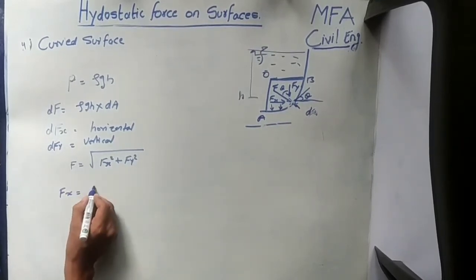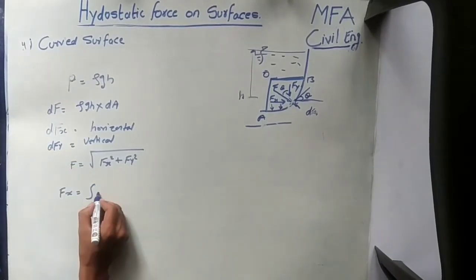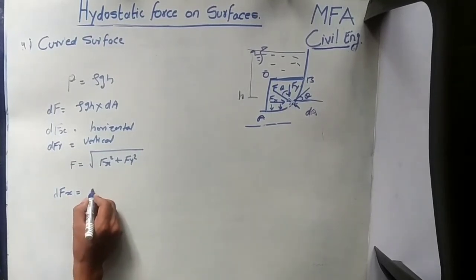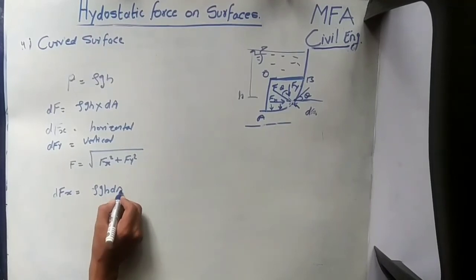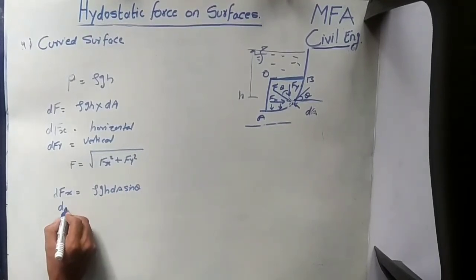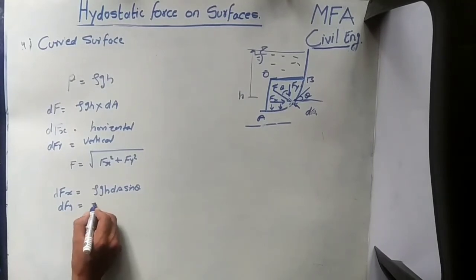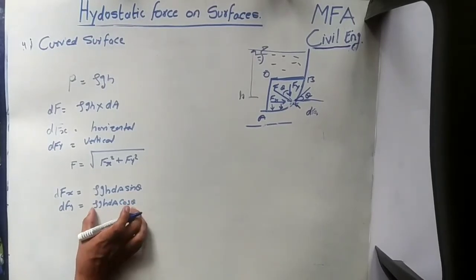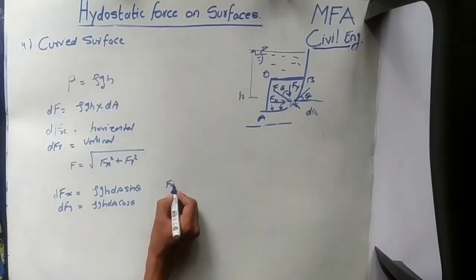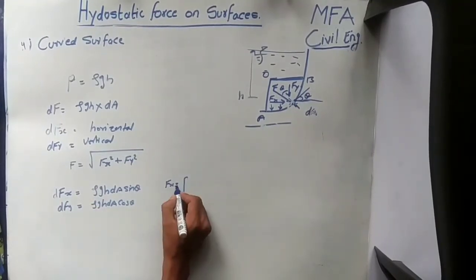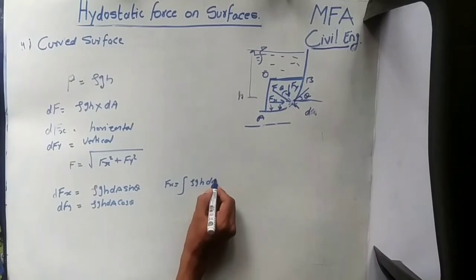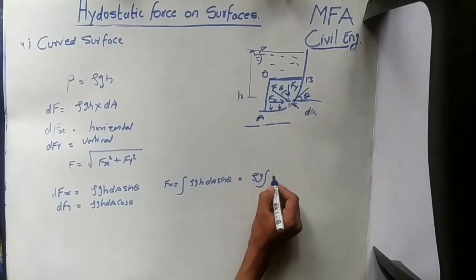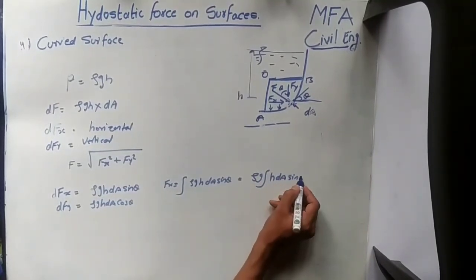Fx can be obtained by integrating this equation: dFx is equal to rho g h dA into sin theta. Similarly, dFy is equal to rho g h dA into cos of theta. This is in the horizontal and this is in the vertical direction. Fx we get by integrating this equation, rho g h dA into sin of theta, which is equal to rho g, a constant, then integral of h dA into sin of theta.